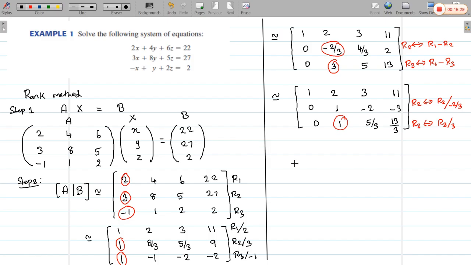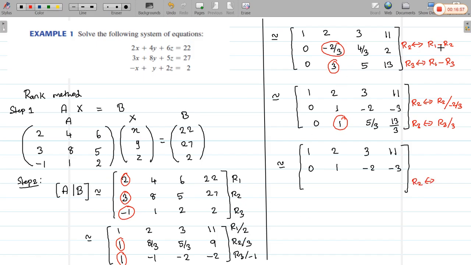So this is equivalent to, I told you, there is no change in the first row: 1, 2, 3, 11. Is that okay? Now the second row is the same, no change in the second row: 0, 1, minus 2, minus 3. I am going to change the third row. How am I going to change the third row?